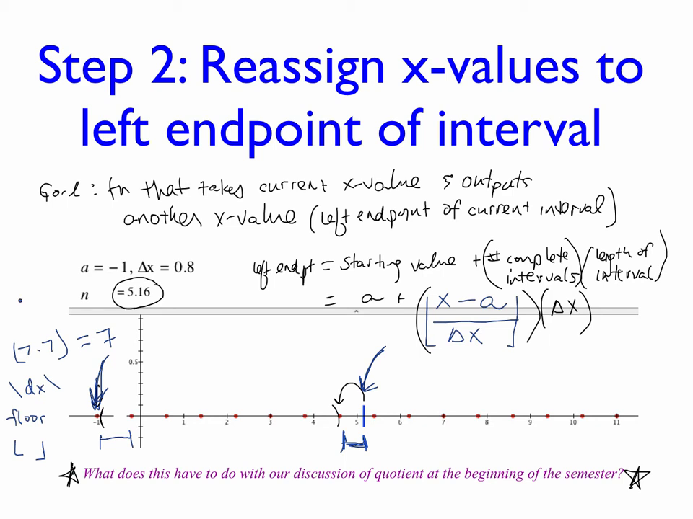So the floor of 7.7 is 7. The floor of 0.3 would be what? 0. The floor of negative 1.6 would be what? Negative numbers are tricky. What's the floor of negative 1.6?